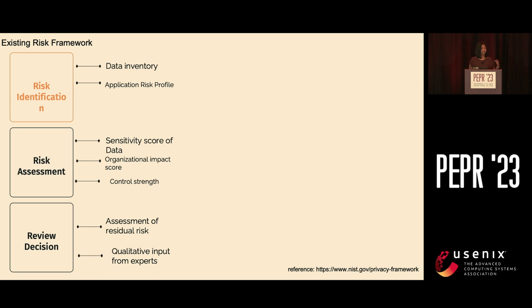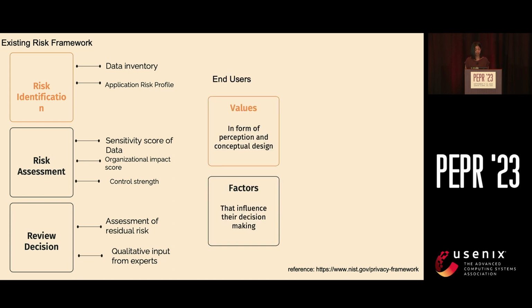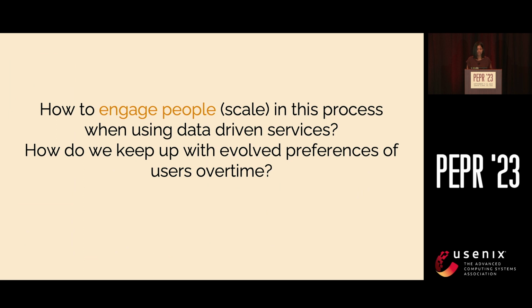Now, we have this existing system, and we have this new type of data from users. So the question is, how do we incorporate this new data into the existing system if we are to think of data minimization as a risk assessment framework? Another question could be how to engage people at scale in this process when using data-driven services. And how do we also keep up with the evolving preferences of users over time?